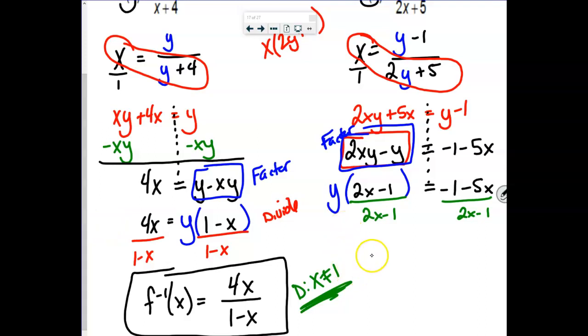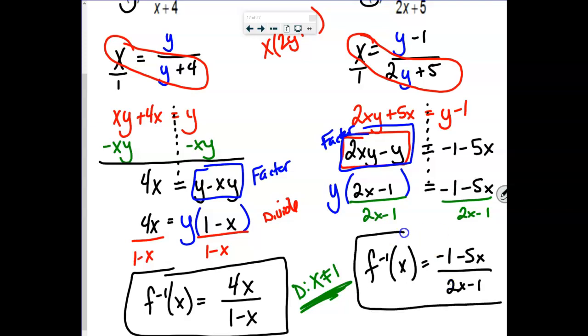So for me, my final answer is named as f inverse. And I'm going to write down negative 1 minus 5x over 2x minus 1. And there is absolutely nothing wrong with that answer other than I forgot to give the domain restriction. What is the domain restriction? X can't be 1/2. Very good. Because you can't divide by 0. So did a little mental or physical set it equal to 0 thing.